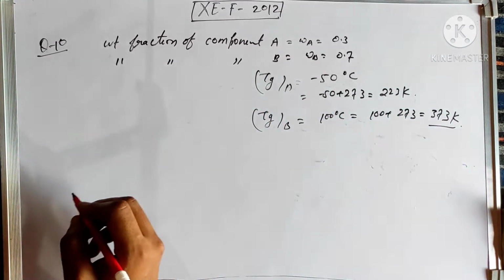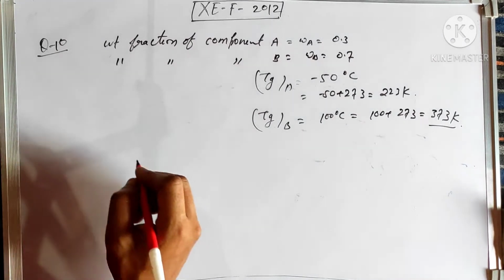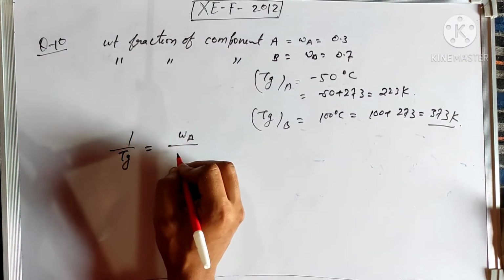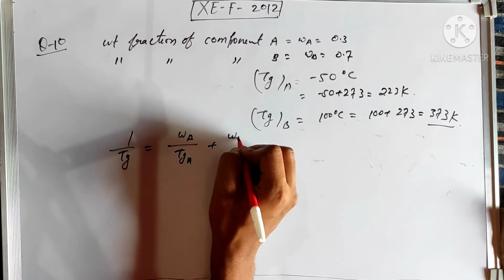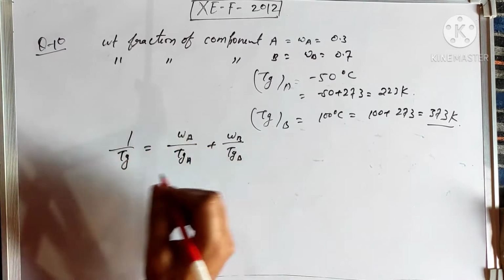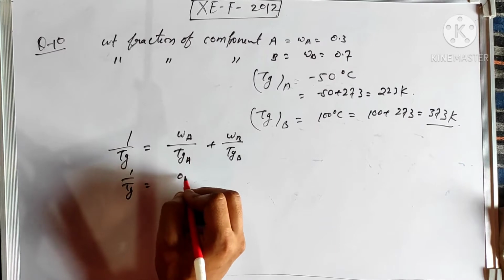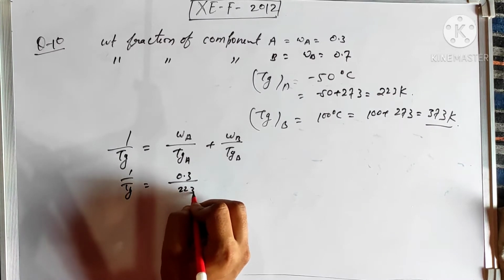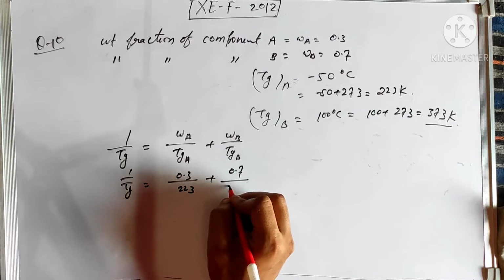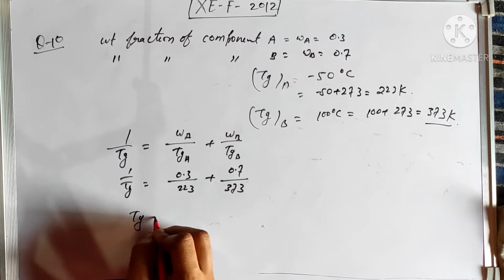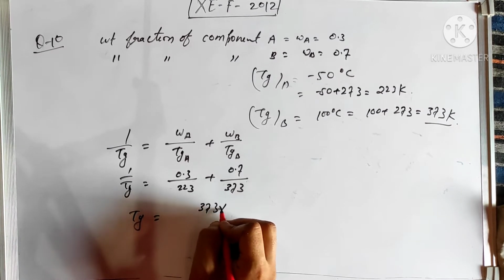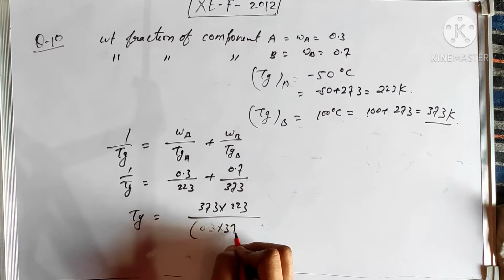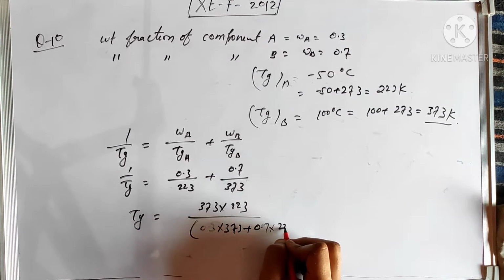Now the glass transition temperature of the miscible blend is calculated by the following formula: 1/Tg = weight fraction of A divided by glass transition temperature of A, plus weight fraction of B divided by glass transition temperature of component B. Then 1/Tg = 0.3/223 + 0.7/373. So the glass transition temperature of the miscible blend is Tg = (373 × 223) / (0.3 × 373 + 0.7 × 223).